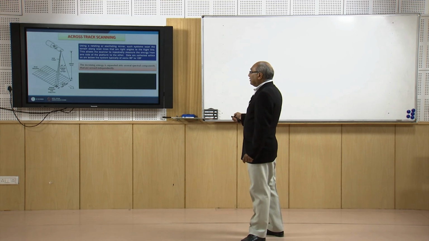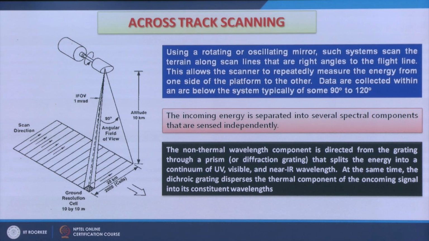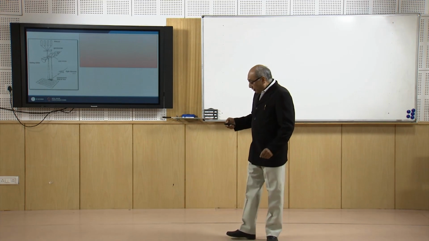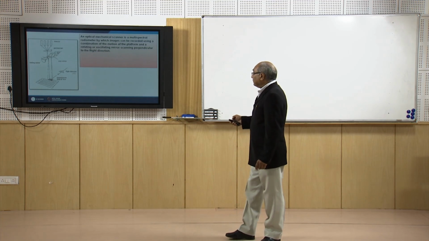Incoming energy is separated into several spectral components that are sensed independently, and the non-thermal wavelength component is directed through a prism or a diffraction grating, and splits the energy into a continuum of ultraviolet, visible and near infrared bands. At the same time, the dichroic grating disperses the thermal component of the oncoming signal into its constituent wavelengths. There were a lot of complications observed with such kind of scanning devices.